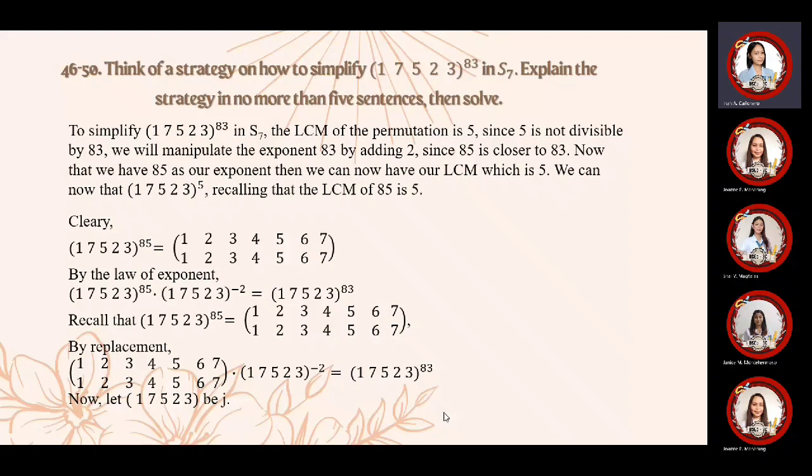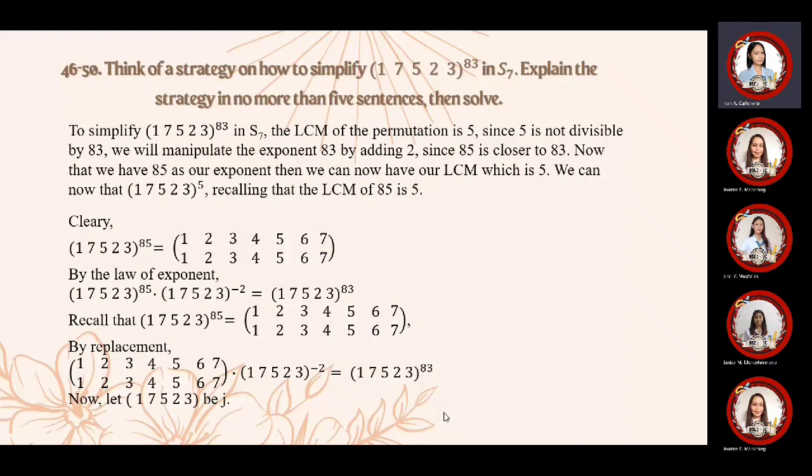By the law of exponents, since 83 is close to 85, we will manipulate our exponent. We will have 17523 raised to 85 and 17523 raised to negative 2. Recall that 17523 raised to 85 is equal to the identity.